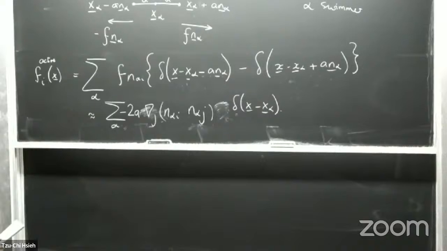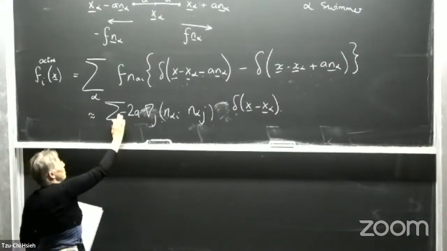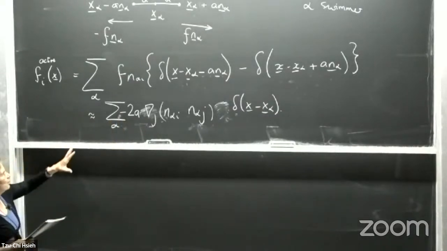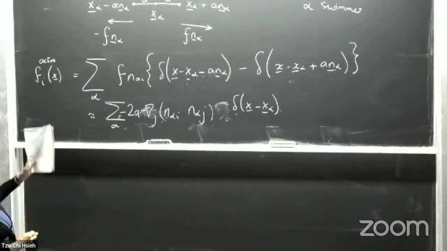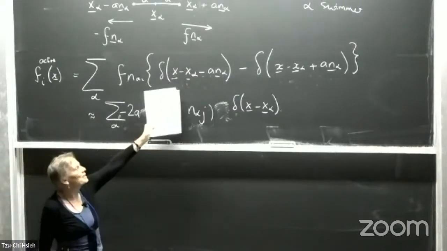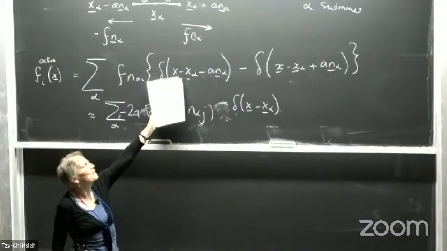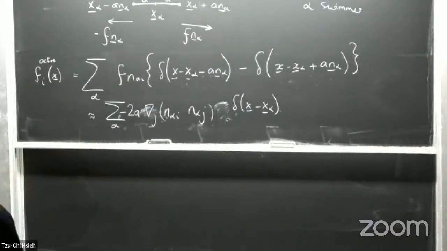And I need to change the sign, but I actually don't need to change the sign because I got it wrong the first time, because I'm expanding around the center of this swimmer x alpha. So I've got a minus sign from there as well. Okay, so that's easy if you can remember what the Taylor expansion does.